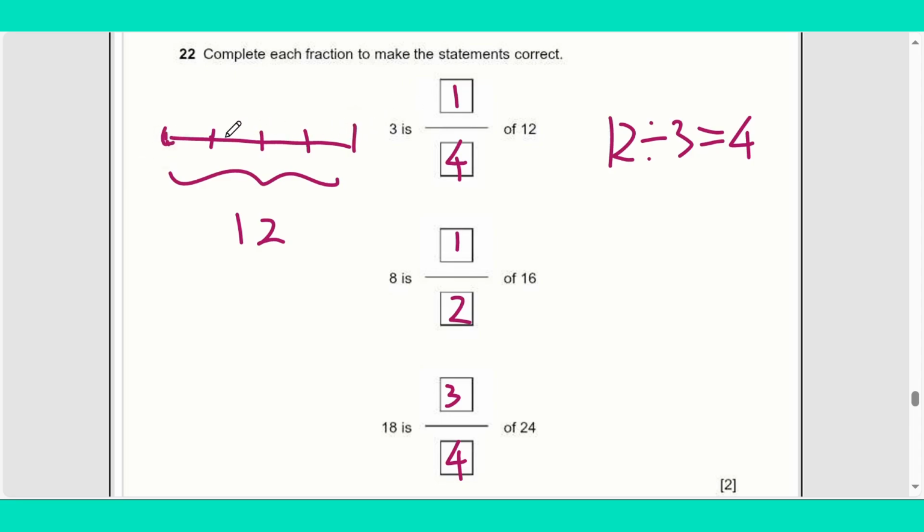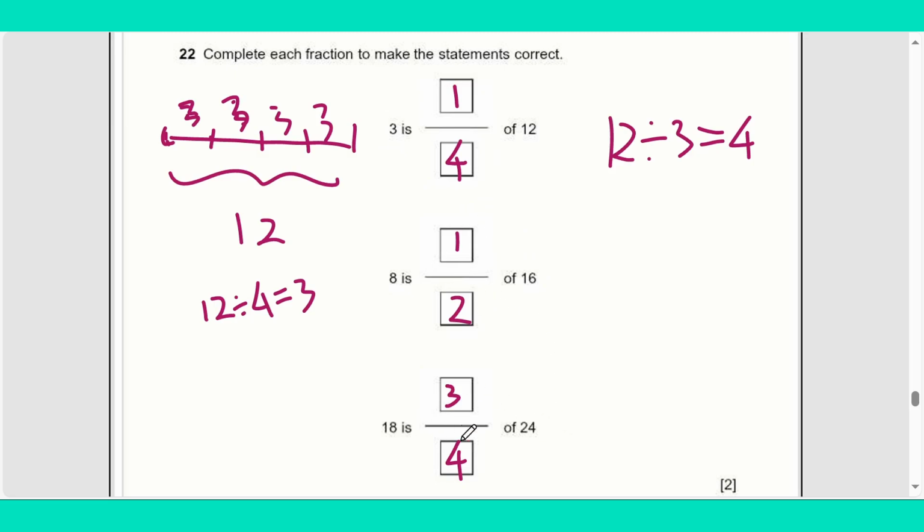Now we have h. 12 divided by 4 is 3, so 3, 3, 3, 3, and to get 3 is one part of 1, 2, 3, 4 parts. Okay, now the same: 16 divided by 8 is 2, so it's 1, 2.